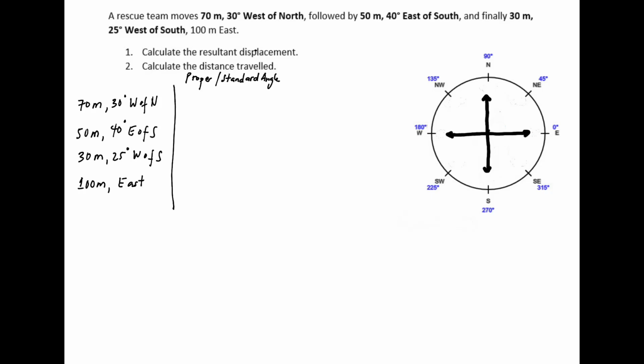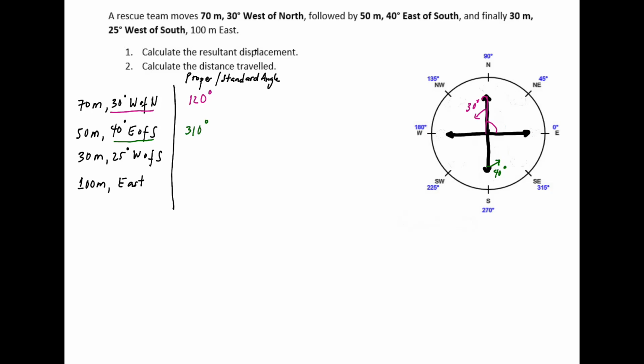We have first the 30 degrees west of north, and that means from north going to west, that is 30 degrees. Since north is 90, from 0 then 90 plus 30, that would be 120 degrees. So that is the proper angle. Next we have the 40 degrees east of south. That means from south, which is 270 degrees, add another 40 degrees. That is 270 plus 40, that would be 310 degrees.